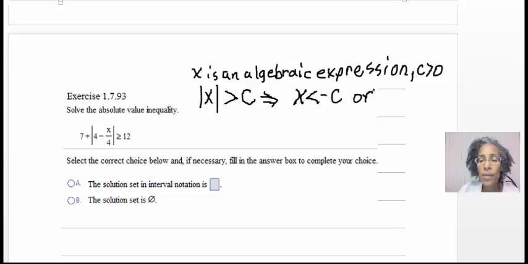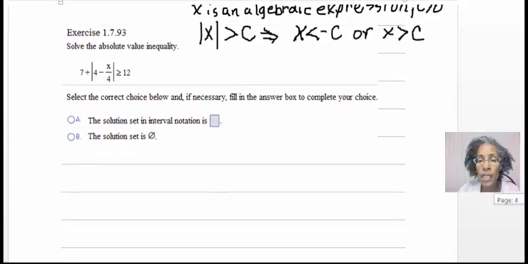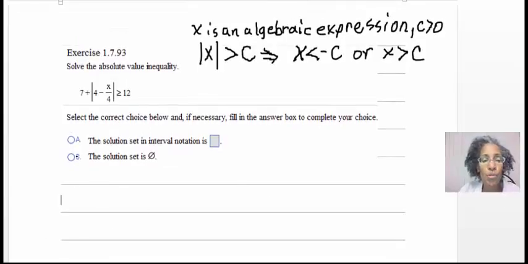or x is to the right of positive c. So to be to the left of negative c means you're smaller than negative c. To be to the right of positive c means you're greater than c. So this is the equivalent way to say absolute value of x is greater than c. And we would get a similar statement for greater than or equal to.